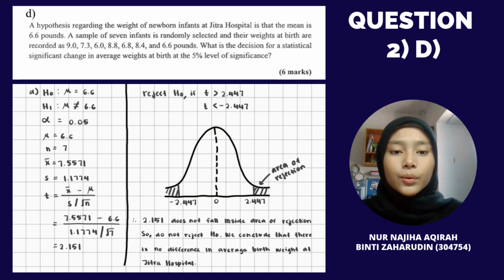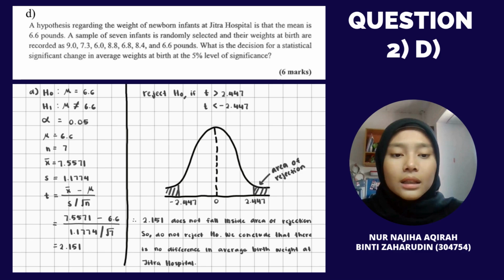Next, step 2, we need to select a level of significance. The level of significance is already given, which is equal to 0.05. Next, for step 3, we need to identify the test statistic, which is the t statistic, using the information given. Before we calculate it, we need to find the values of sample mean, sample standard deviation, and sample size.